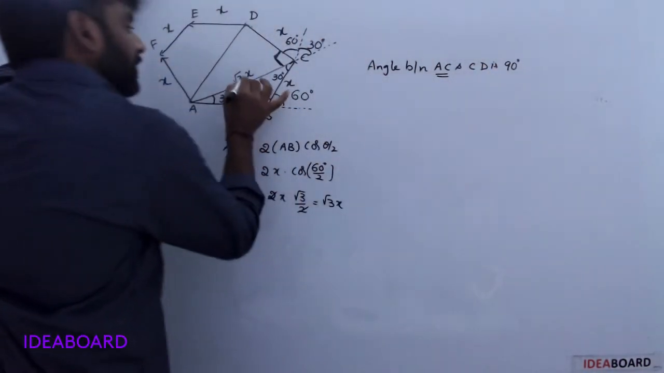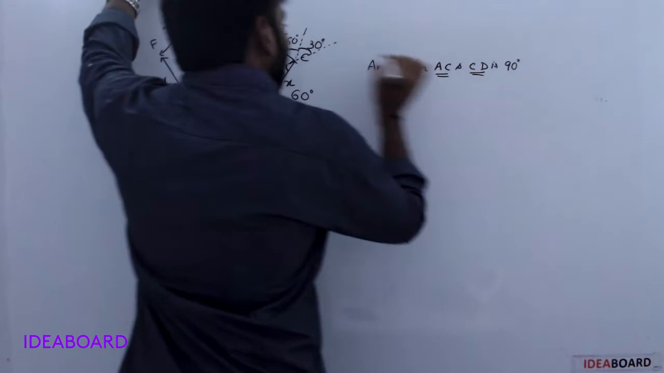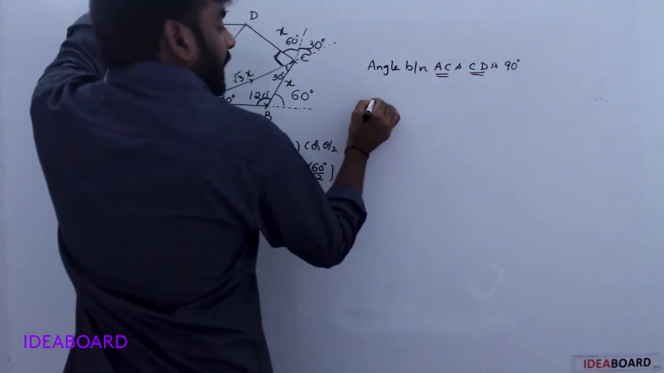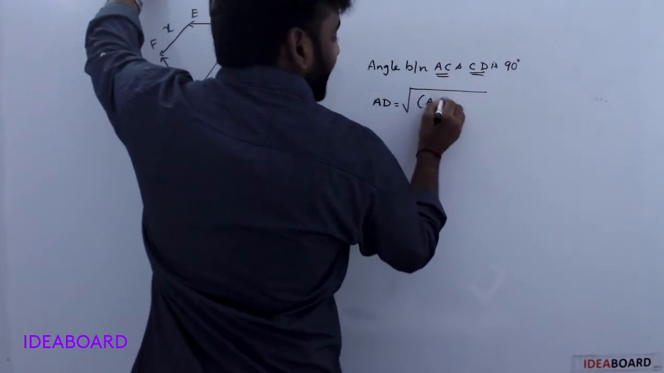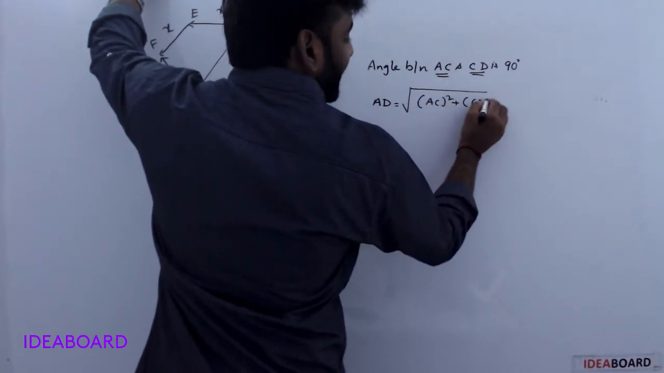What about AC? Root 3 x. What about CD? X. Now the resultant AD is square root of AC whole square plus CD whole square.